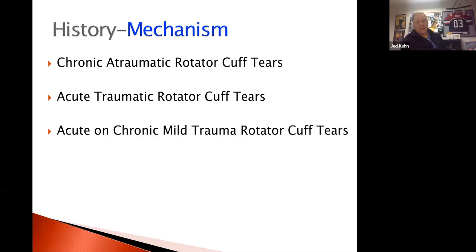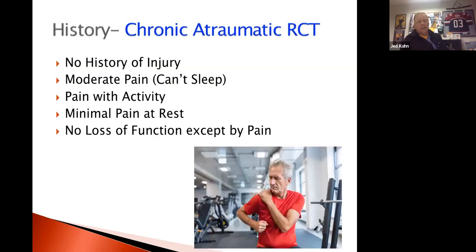You can have acute traumatic rotator cuff tears. We'll talk about each of these individually. That's a different animal completely. And then there's one that's in between, and that's the patient that had cuff disease or a small cuff tear and had a minor injury and their cuff tear enlarged and they had more symptoms from that.